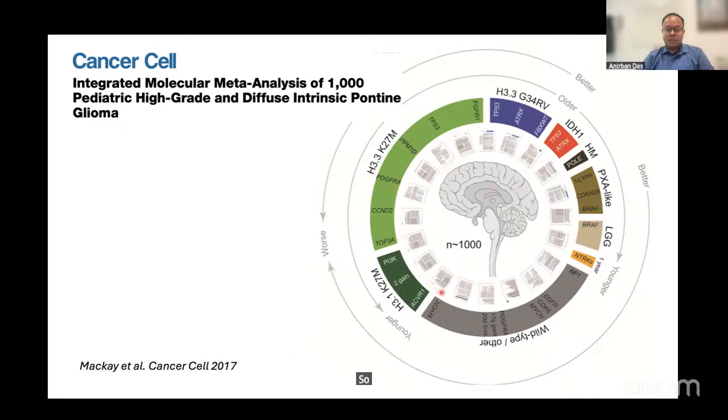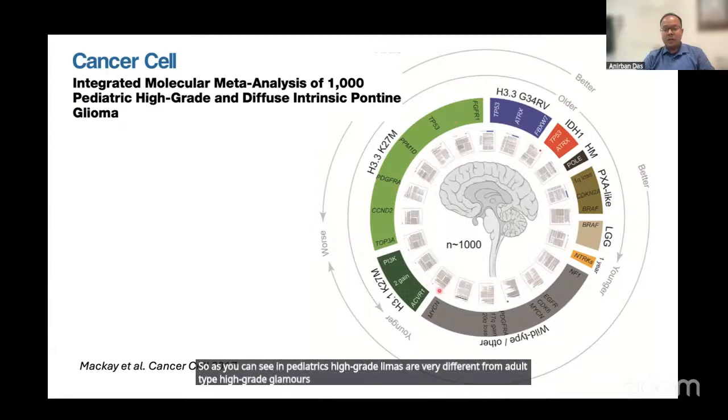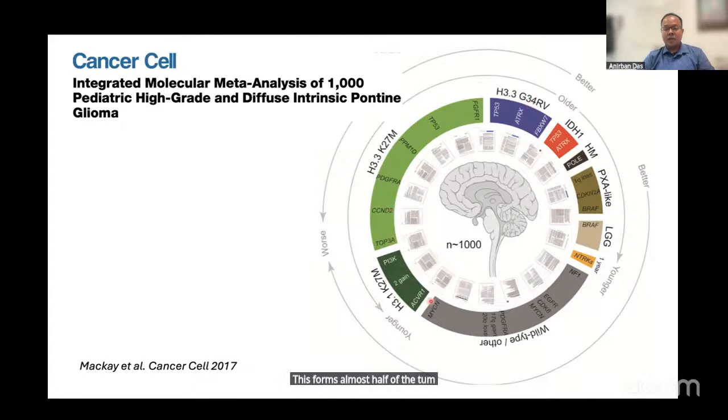So as you can see, in pediatrics, high-grade gliomas are very different from adult-type high-grade gliomas, and the majority of them have mutation in one of the histone genes. You can see over here, histone 3.3 K27M, 3.1 K27M, and the hemispheric tumors, which are 3.3 G34R. This forms almost half of the tumors in childhood pediatric high-grade glioma, but there are other types that you can see over here.